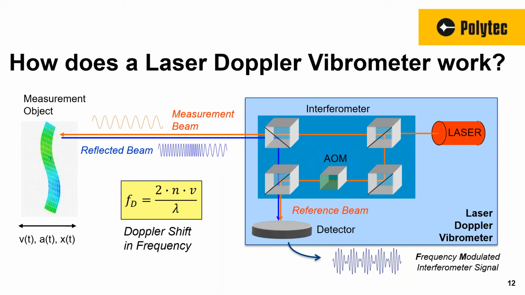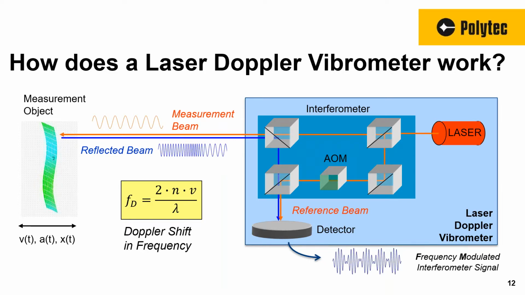megahertz and even gigahertz. Also, what you'll notice is that the Doppler shift in frequency is dependent on the refraction index of the medium where the laser beam is going through. So vibrometers can be used for characterizing sound fields, for example, an ultrasonic transducer in water or in air. This is called refractovibrometry.